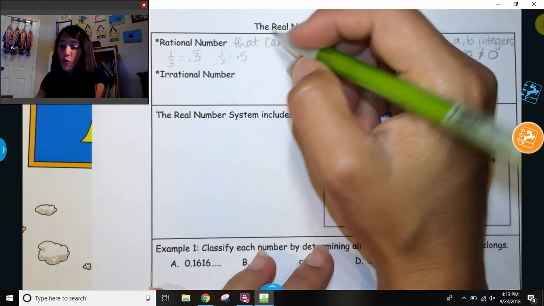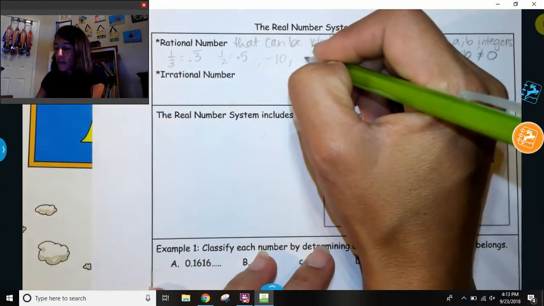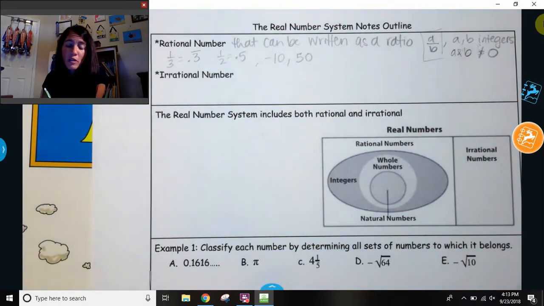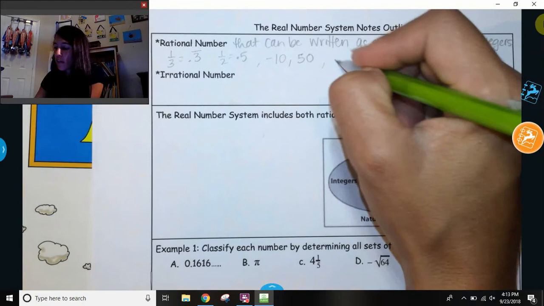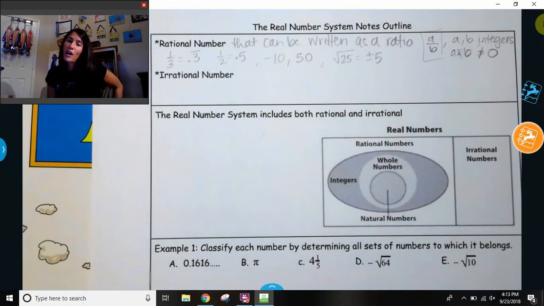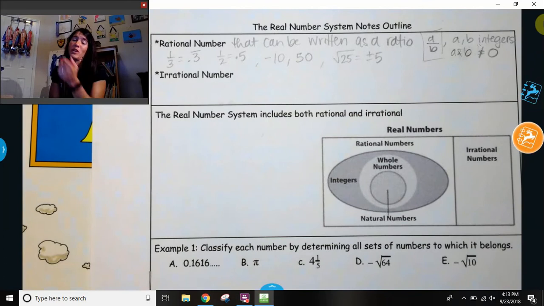Whole numbers are rational numbers, like -10 and 50. Whole numbers can be rational, fractions can be rational, repeating decimals and terminating decimals can be rational, and then you could have the square root of 25, which we know is 5 or -5, so the square root of 25 is also rational. The square root of a perfect square will be rational because when you evaluate it, it is an integer.